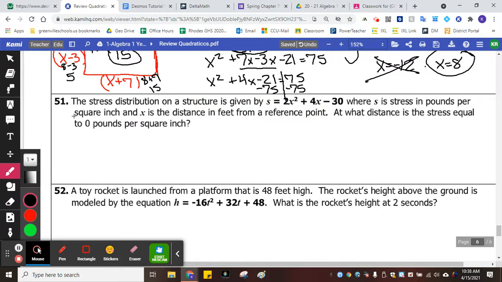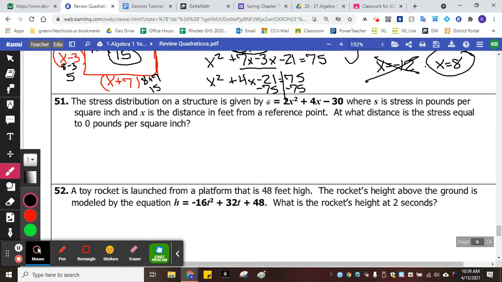The stress distribution of a structure is given in this equation, where S is the stress in pounds per square inch and X is the distance in feet from a reference point. What distance is the stress equal to 0 pounds per square inch? I tripped over reading that. That was a lot of words.